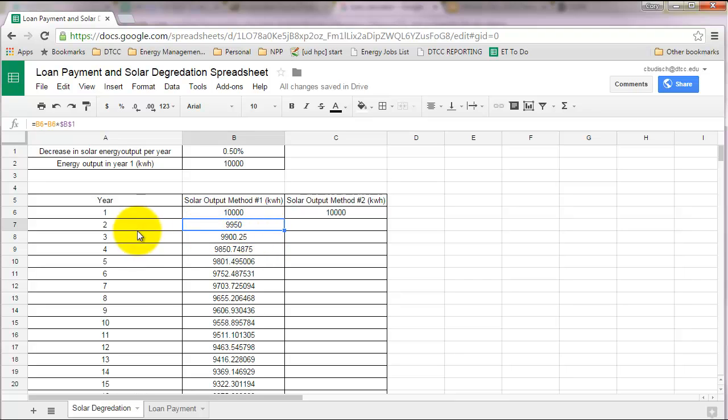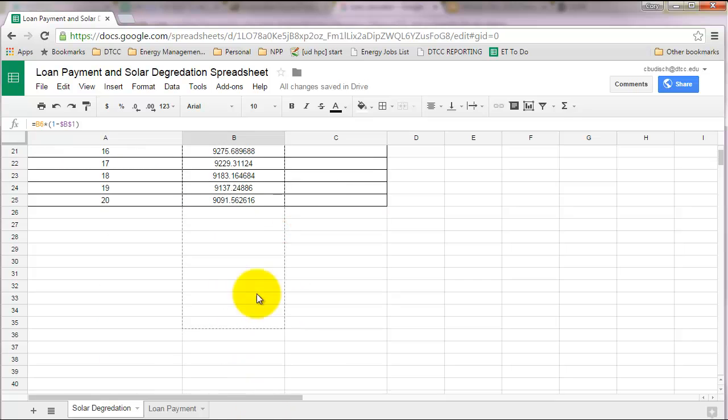But first, let's think about simplifying this. If we think of this as an algebraic expression where B6 is X and B1 is Y, this is X minus XY. We can pull the X out of both terms, and we get that this equals B6 times 1 minus B1. And then we drag that down again.